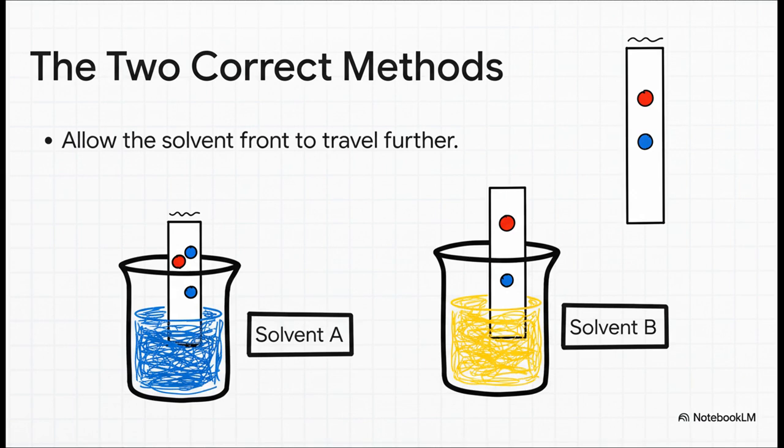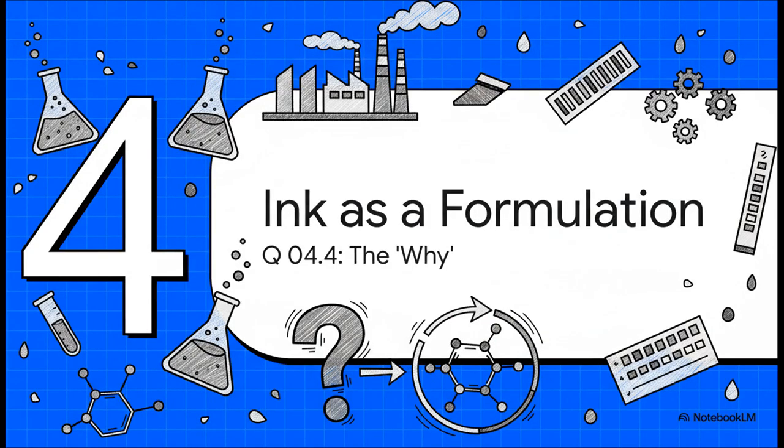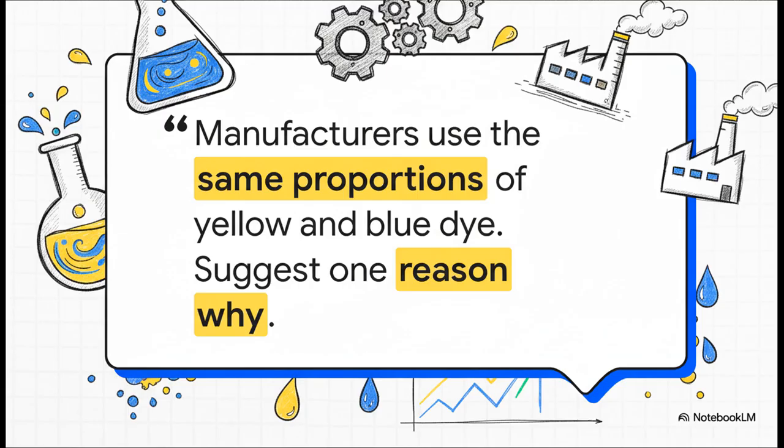You know, I really like this next part because it yanks the experiment out of the school lab and drops it right into the real world of industrial chemistry. It's all about the why. Why do companies do things a certain way? So the question tells us that the manufacturers are super precise. They always use the exact same proportions of yellow and blue dye. Why bother? Why is that consistency so important when you're making and selling a product?